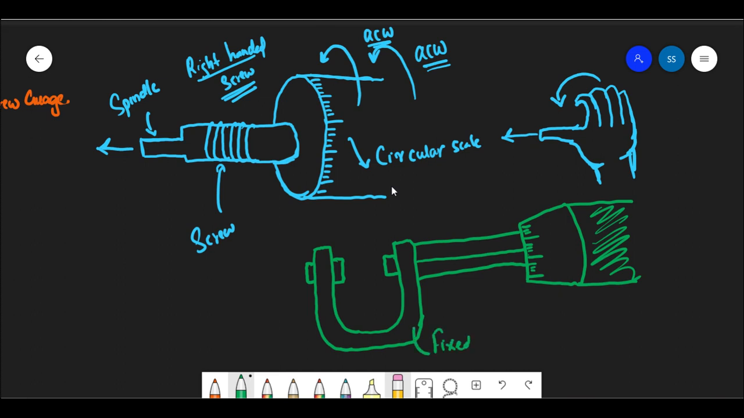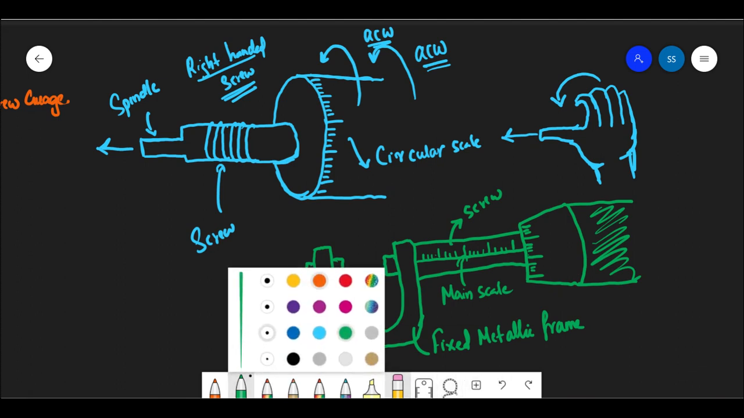This is a fixed metallic frame. And what you could see here is actually the main scale. And this is the part where you can see the screw, the screw which you have seen over here.